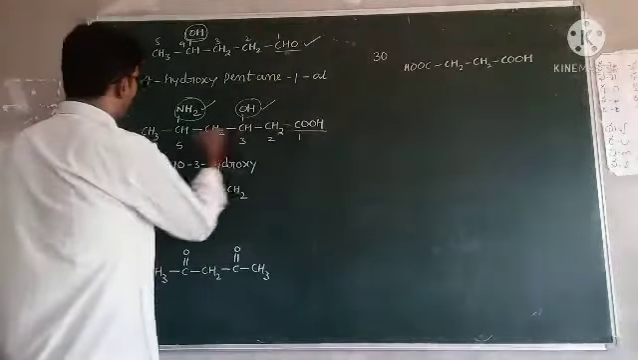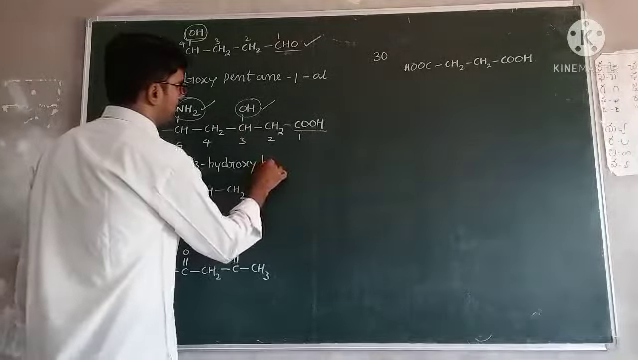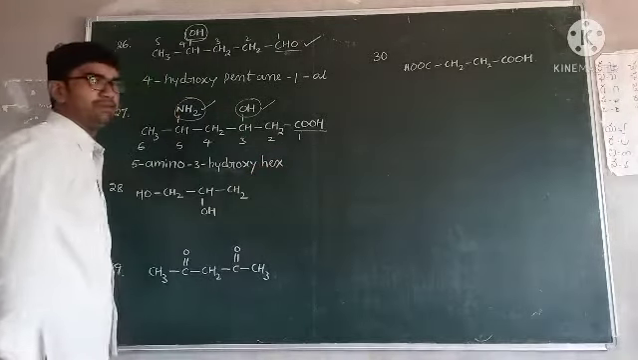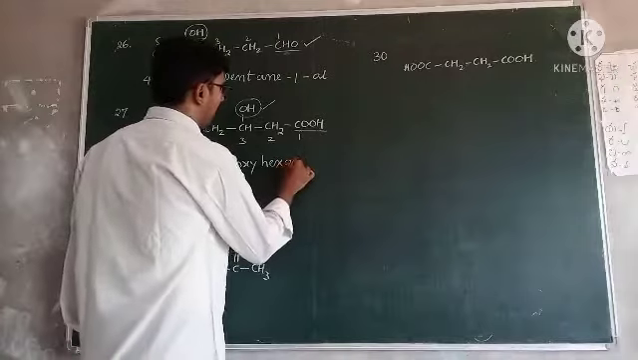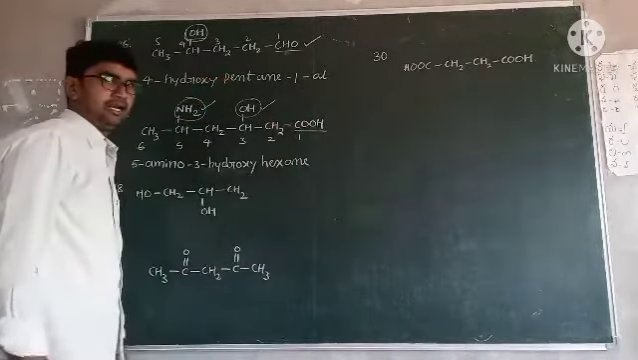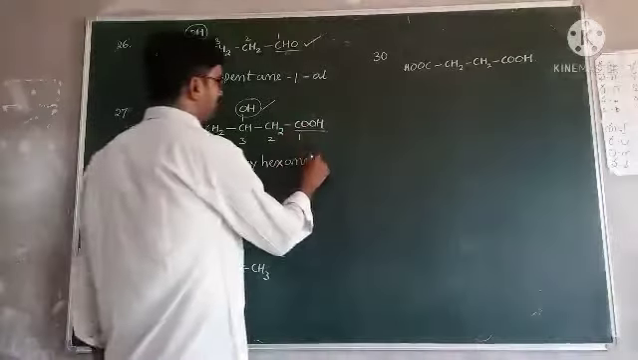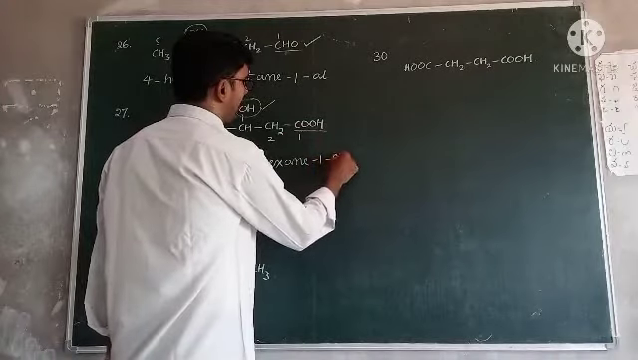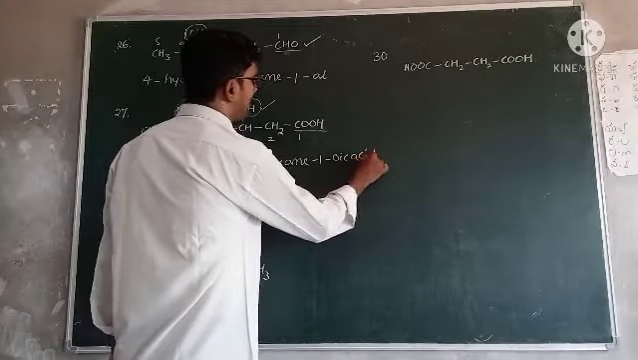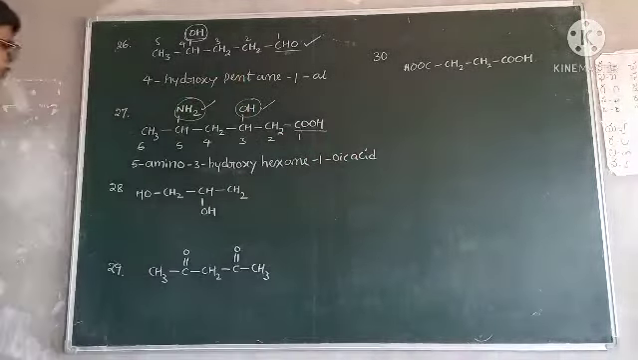How many carbons are present in the long chain? 6, so hex. And bond type, only single bonds: an. And last one, functional group. At the first place, oic acid. COOH main name is oic acid.